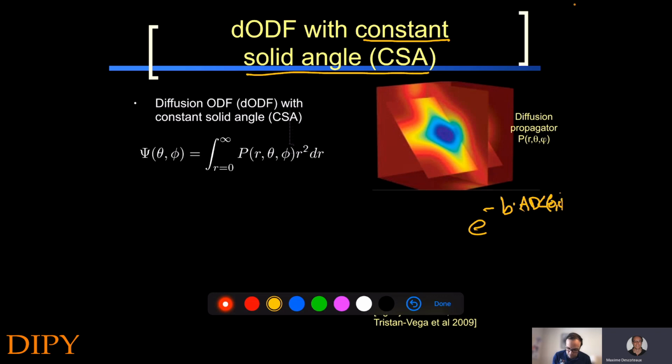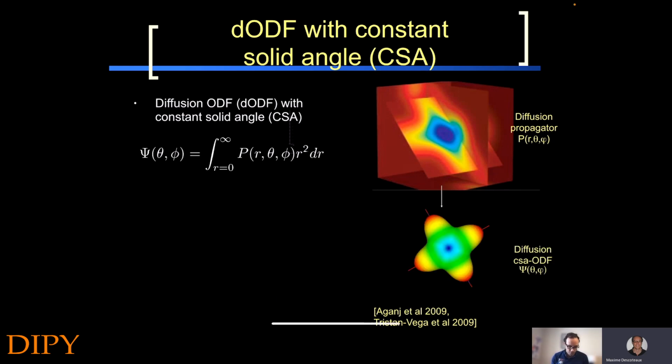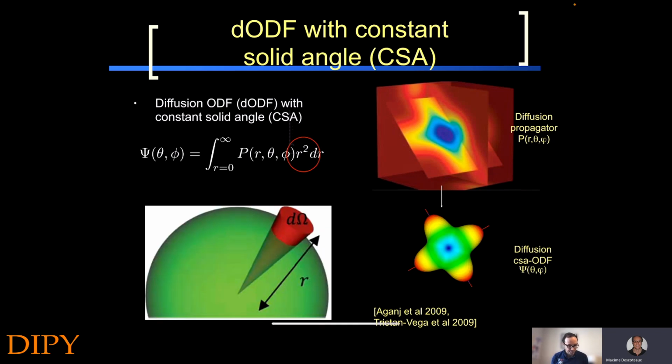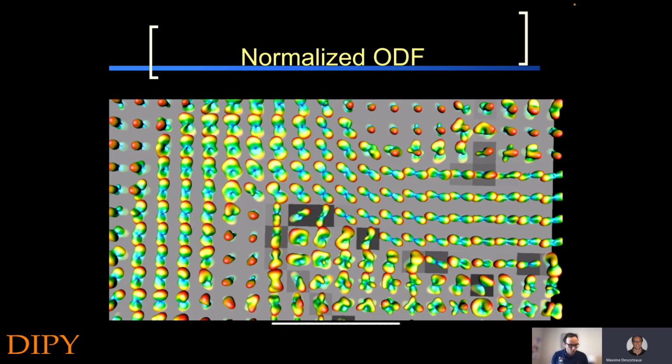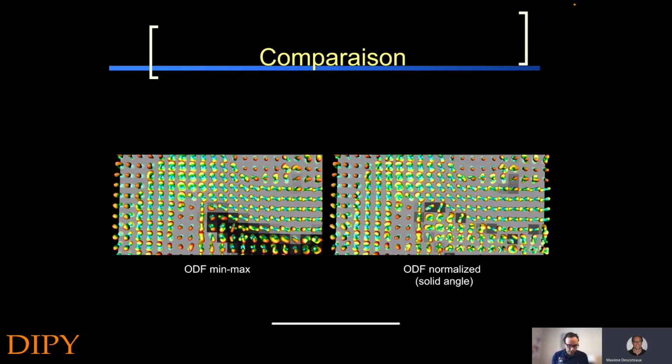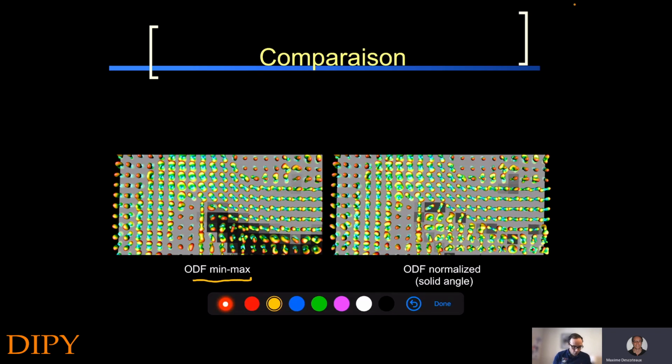And if you assume that, well, you can actually solve the diffusion ODF with this r squared term in the equation. So this was done in parallel by Aganj and Tristan Vega to basically give a bigger weight to diffusion signals that are further away in the propagator space. And if you do this, well, so this was the min-max normalized ODF, and now you can have the constant solid angle. So min-max normalization versus constant solid angle. So this is the CSA model, as you will see in my code.